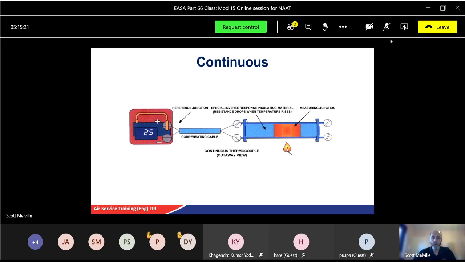So anywhere along that line, the resistance in the insulating material, and the nature of the insulating material between the two wires, relates to the highest temperature. And again, that will change the resistance between the compensating cable, like a reference point. And again, that will change the voltage on your reference junction, the cold path, which is your aircraft side. Again, that'll go off to an amplifier and off to your gauge or to your fire system.